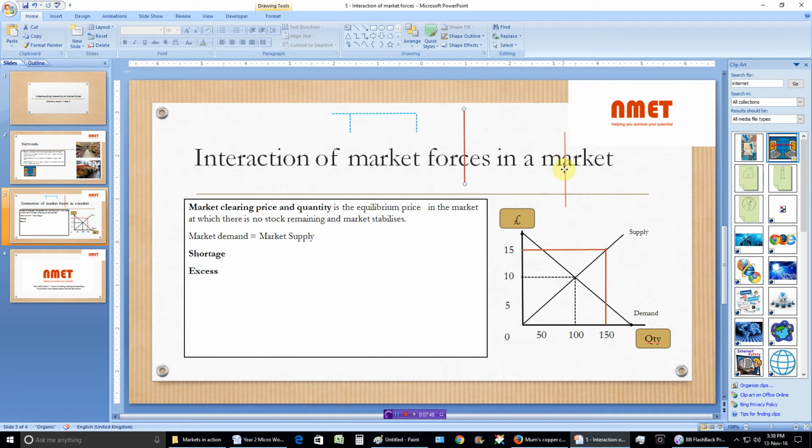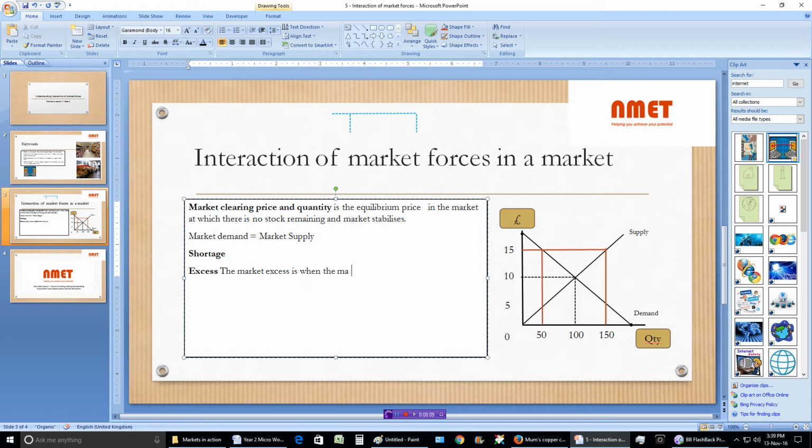What will happen to demand when there is a higher price of £15? Will it increase or decrease? It will decrease. And as we can see from the diagram, it has fallen down to 50. So this is called the excess between 50 and 150. So the market excess is when the market supply will exceed the market demand.